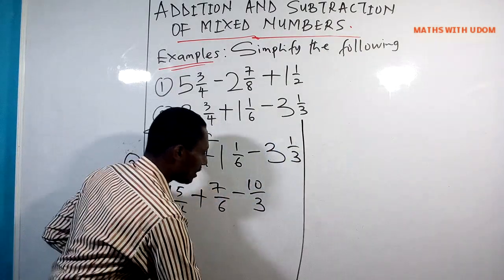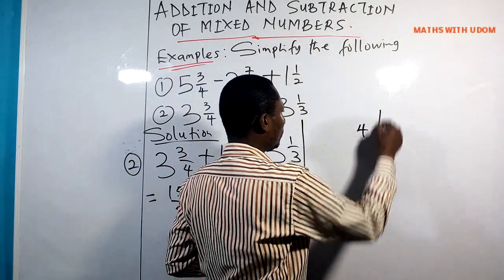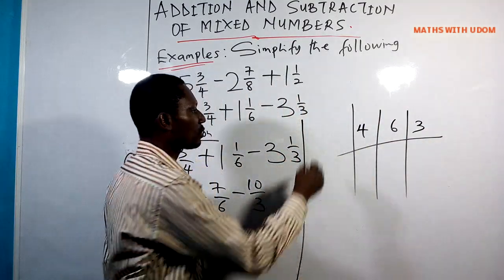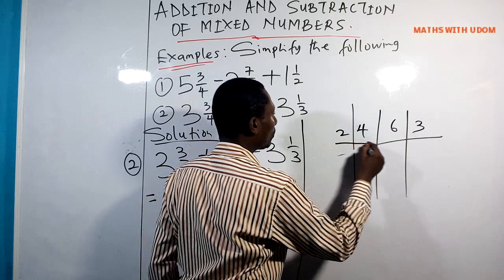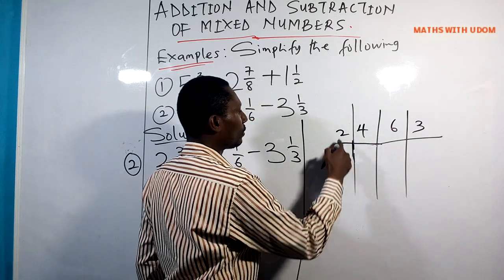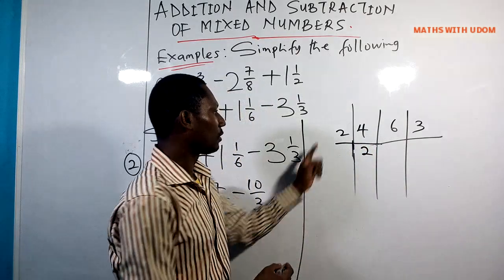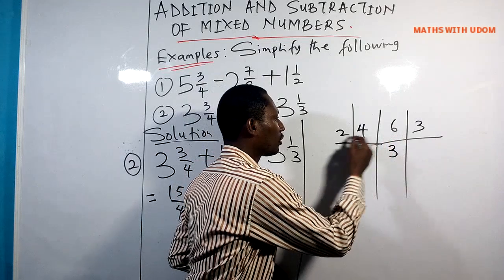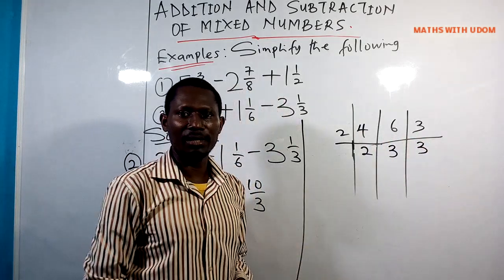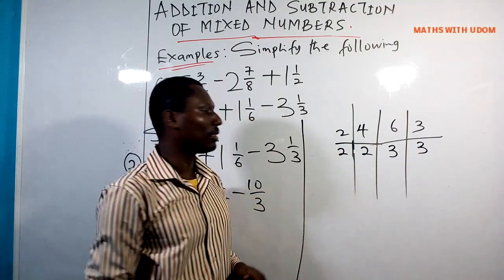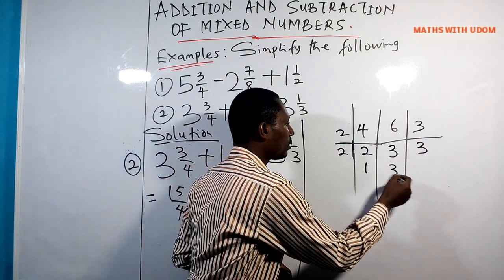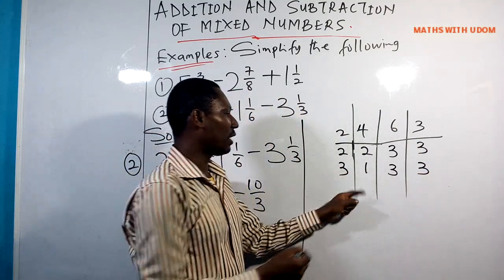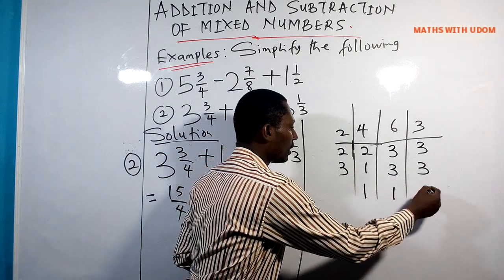Let's quickly look for the LCM of 4, 6 and 3. 2 in 4, 2. 2 in 6 is 3. Can 2 go in 3? No, impossible. You repeat that. Then 2 in 2, 1. 2 in 3, impossible, repeat it. Then lastly 3. 3 in 3, 1. 3 in 3, 1.